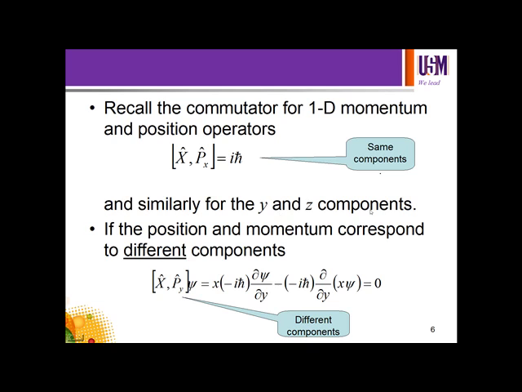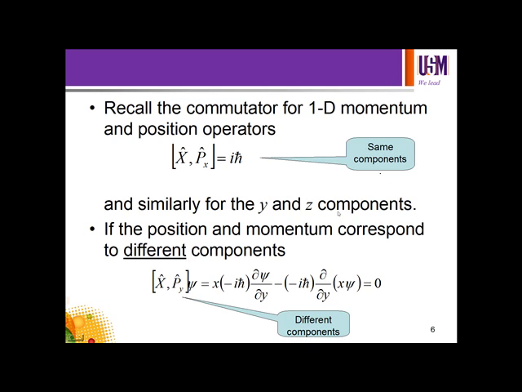Similarly for the y and z components: if we have z here and pz here, it is equal to i h bar. If we have y here and py here, again we get i h bar. If the position and momentum correspond to different components, for example x and py, it should be equal to 0. As long as they are in different components, such as y and pz, z and px, z and py, all those will give you 0.